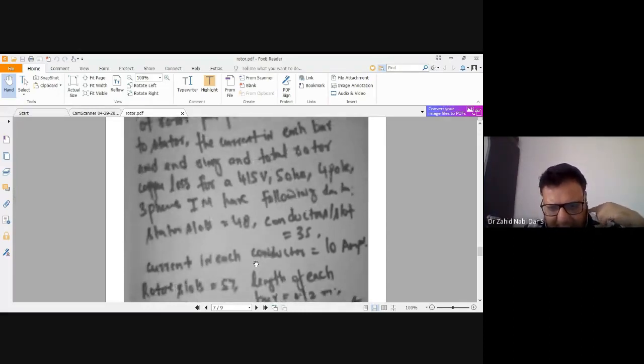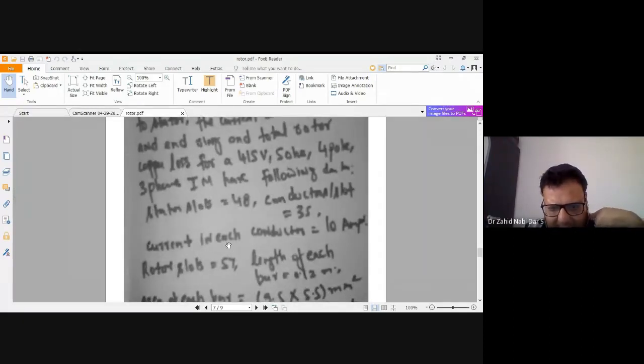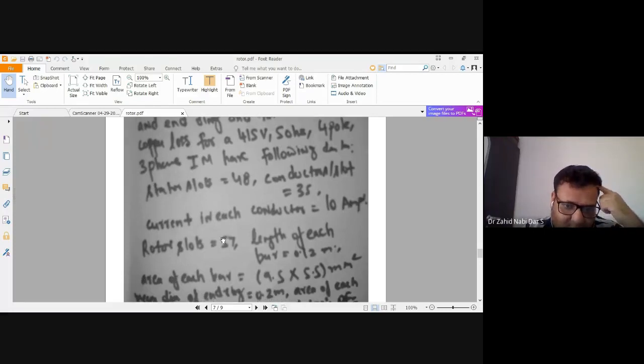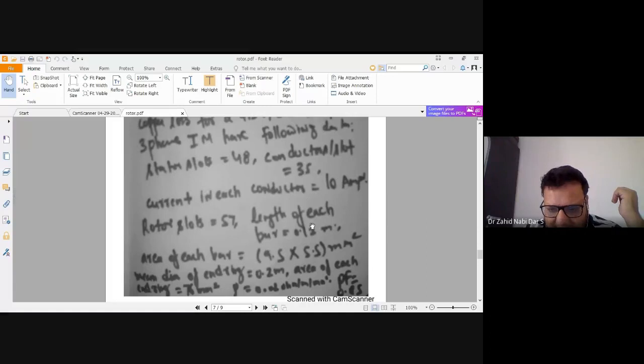Okay, so that is the inference I'm making. Now current in each conductor is 10 ampere. So this means in each conductor the current is 10 ampere. Rotor slots SR is equal to 57. Length of each bar is 0.12. So resistance of the bar you can calculate as rho LB by AB. Length is given and area of each bar is given as 9.5 into 5.5 millimeter square. Now here millimeter square you have to multiply by 10 power minus 6.